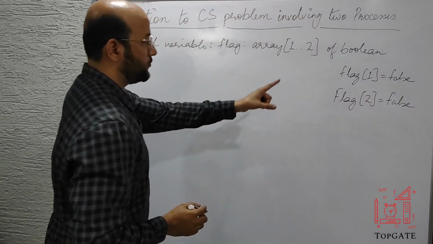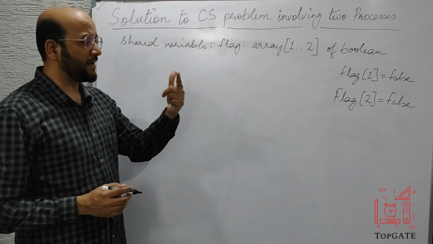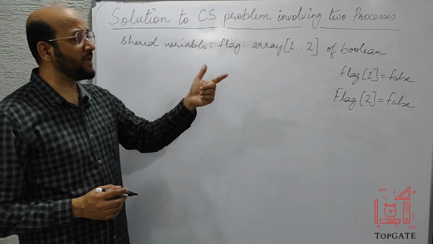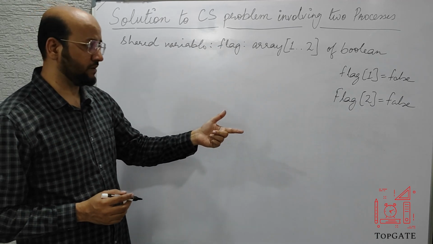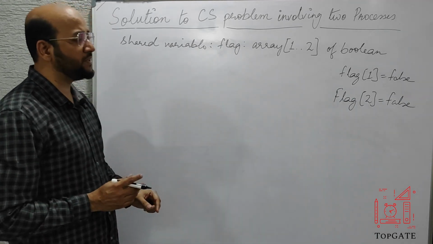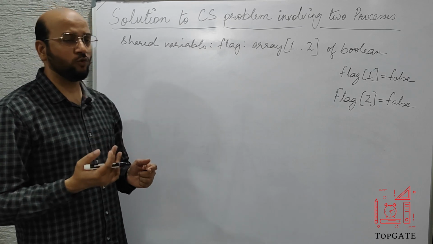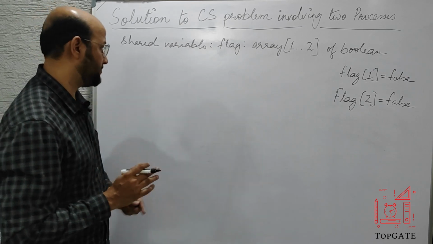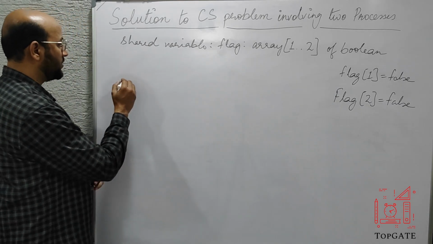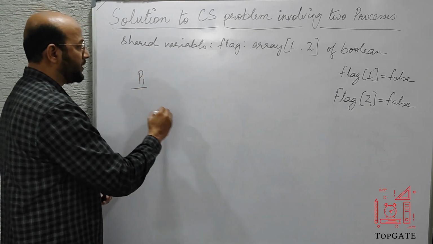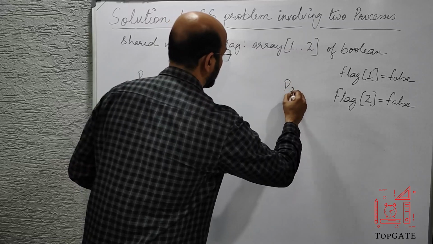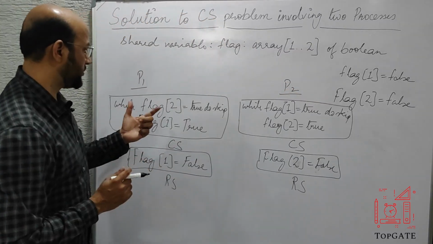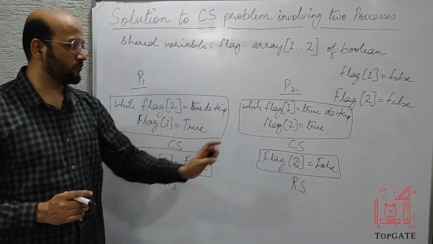So what does that mean? Flag 1 is equal to false means right now P1 is not willing to go to the critical section, or it is not P1's turn to go to the critical section. And flag 2 is equal to false means P2 is not willing to go to the critical section, or it is not P2's turn to go to the critical section. So let's write the solution. So we have two processes, P1 and P2. So I'll write a code for P1 and P2 both. Clear? So this is the code for P1 and this is the code for P2.